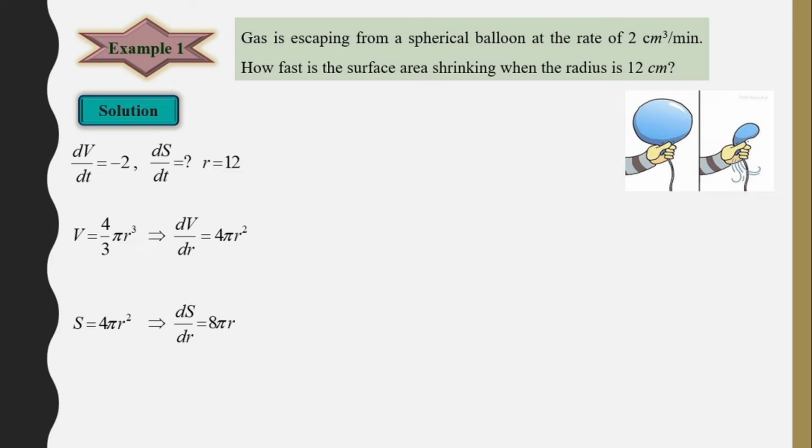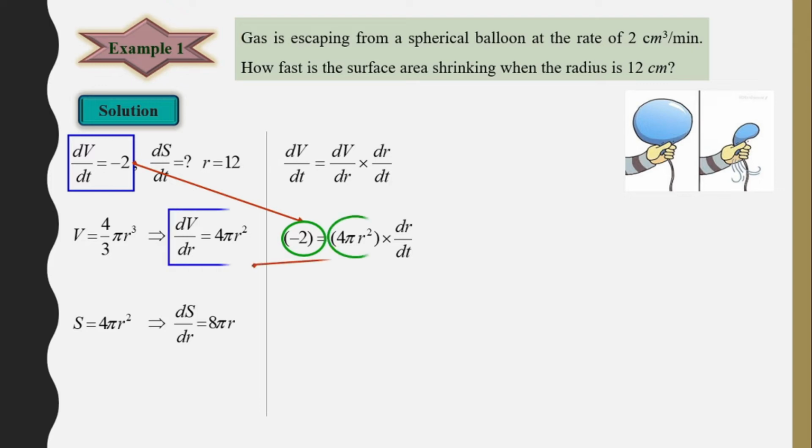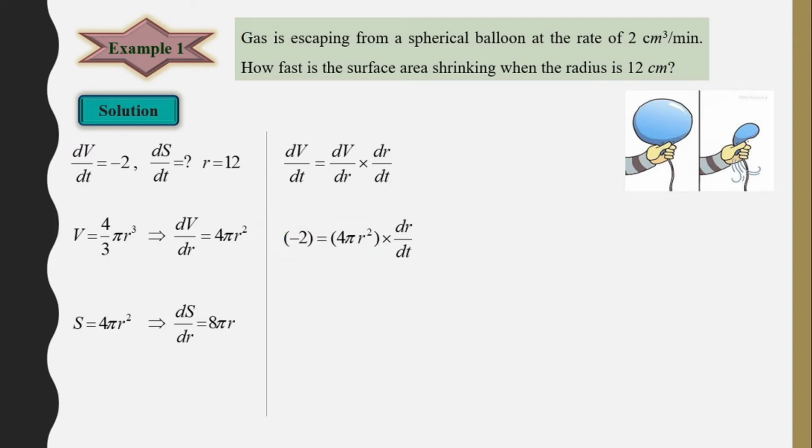Firstly, we relate dV/dt and dV/dr by using the chain rule. So, we obtain dV/dt equal to dV/dr times dr/dt. Next, we substitute dV/dt and dV/dr and get dr/dt equal to -2 times 1/(4 pi r squared). Simplify this and get dr/dt equal to -1/(2 pi r squared).